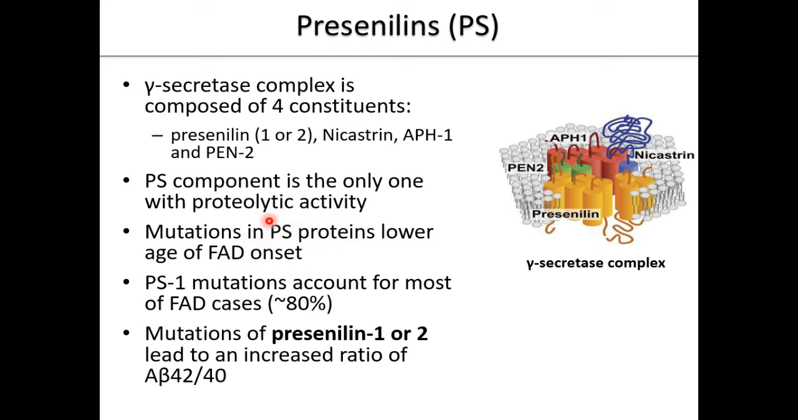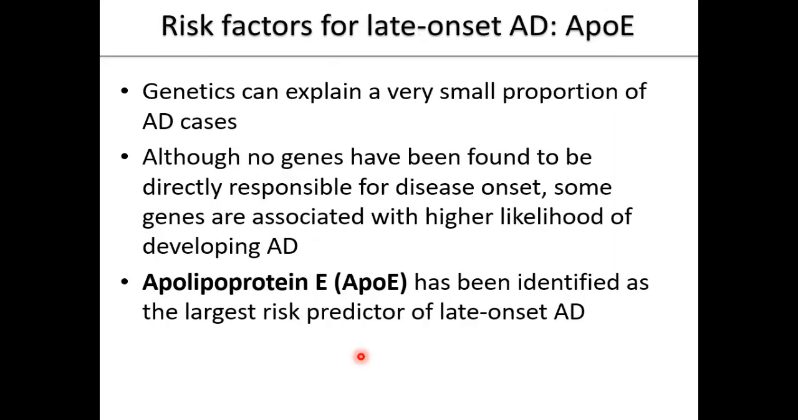So again, mutations in presenilin proteins actually make it more likely to develop Alzheimer's disease at an earlier age. And again, these presenilin mutations increase the likelihood and increase the overall activity of the gamma secretase that we're examining.